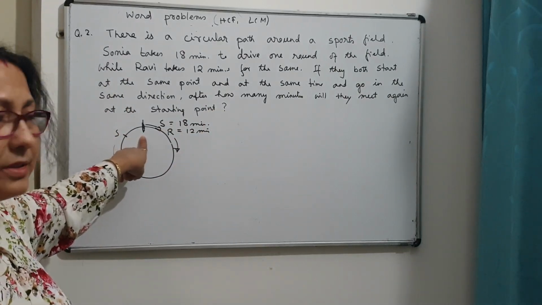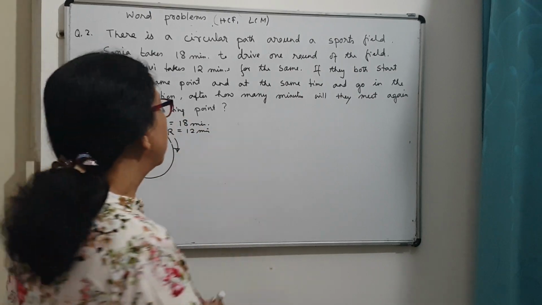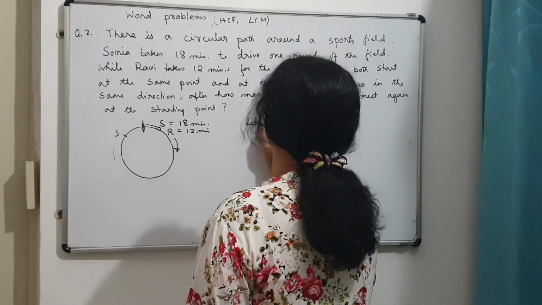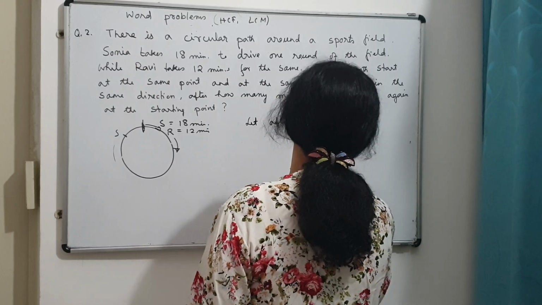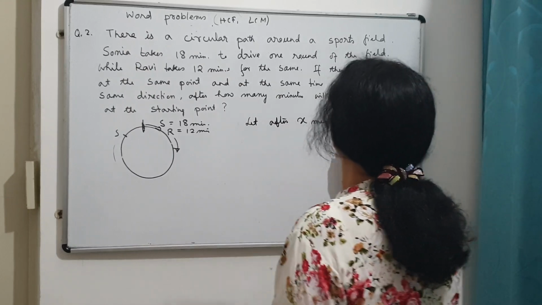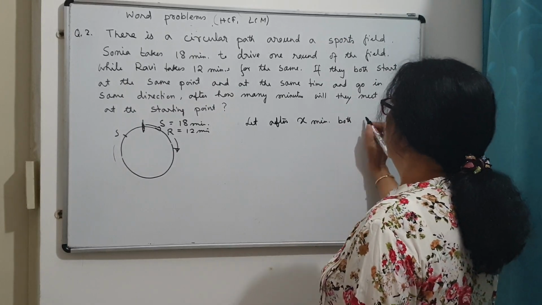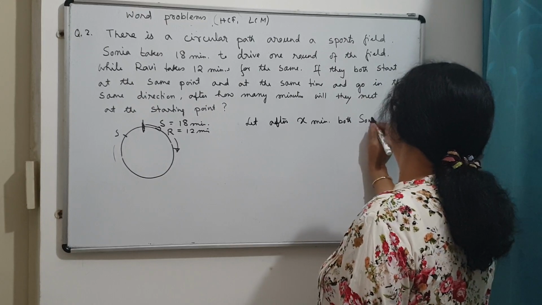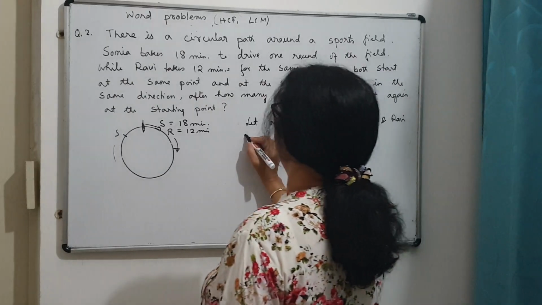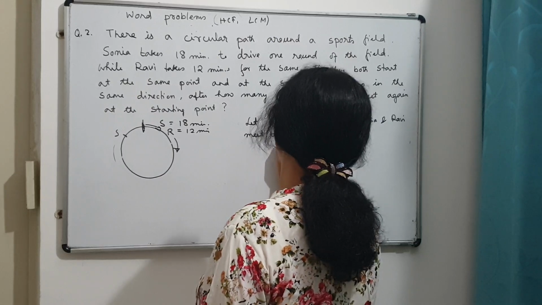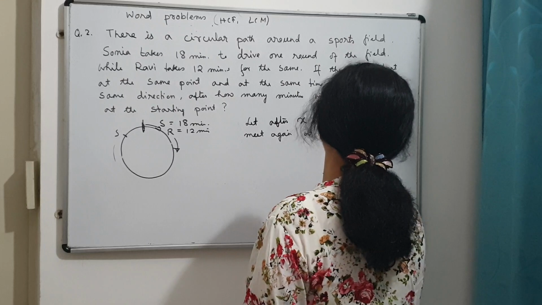That is the question. So what is asked to find, we take this as a variable. So let after x minutes both Sonia and Ravi meet again at the starting point.